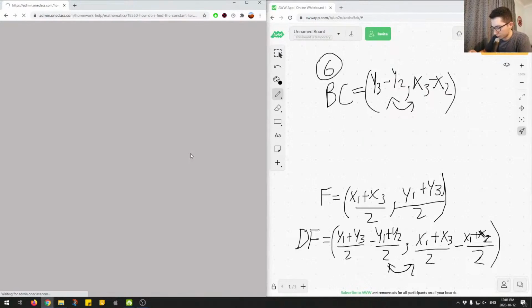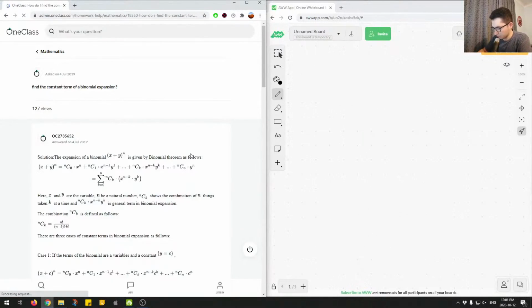For the next question. Here's question number 7. Okay. So this question is asking, find the constant term of a binomial expansion.